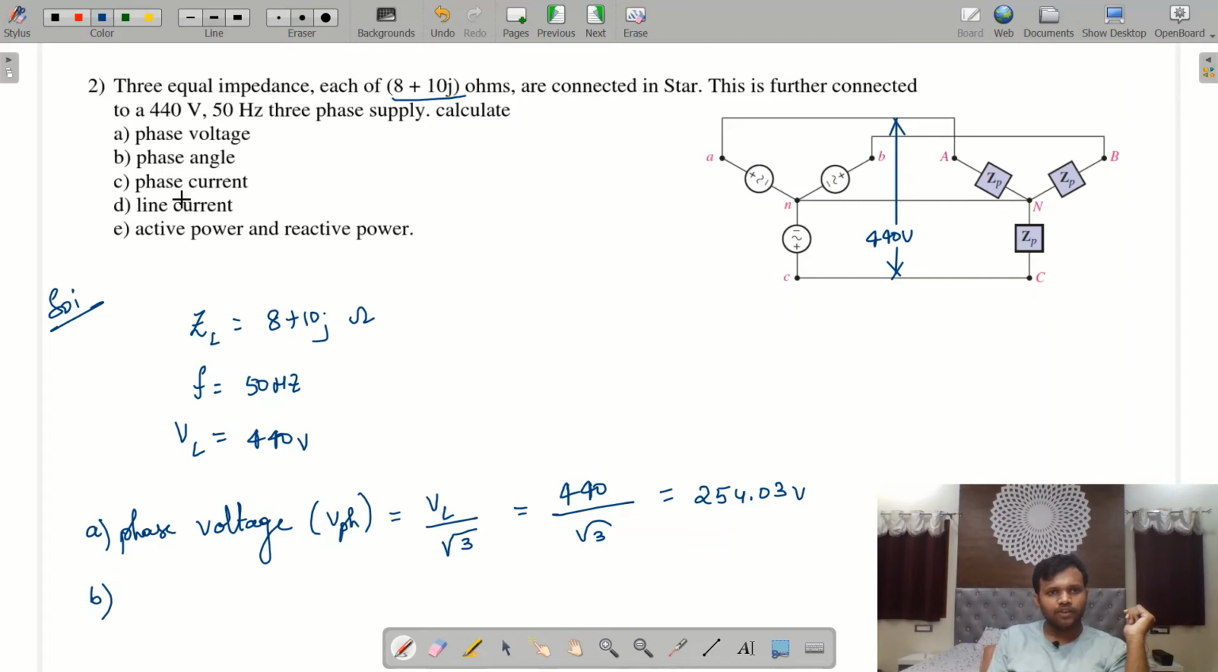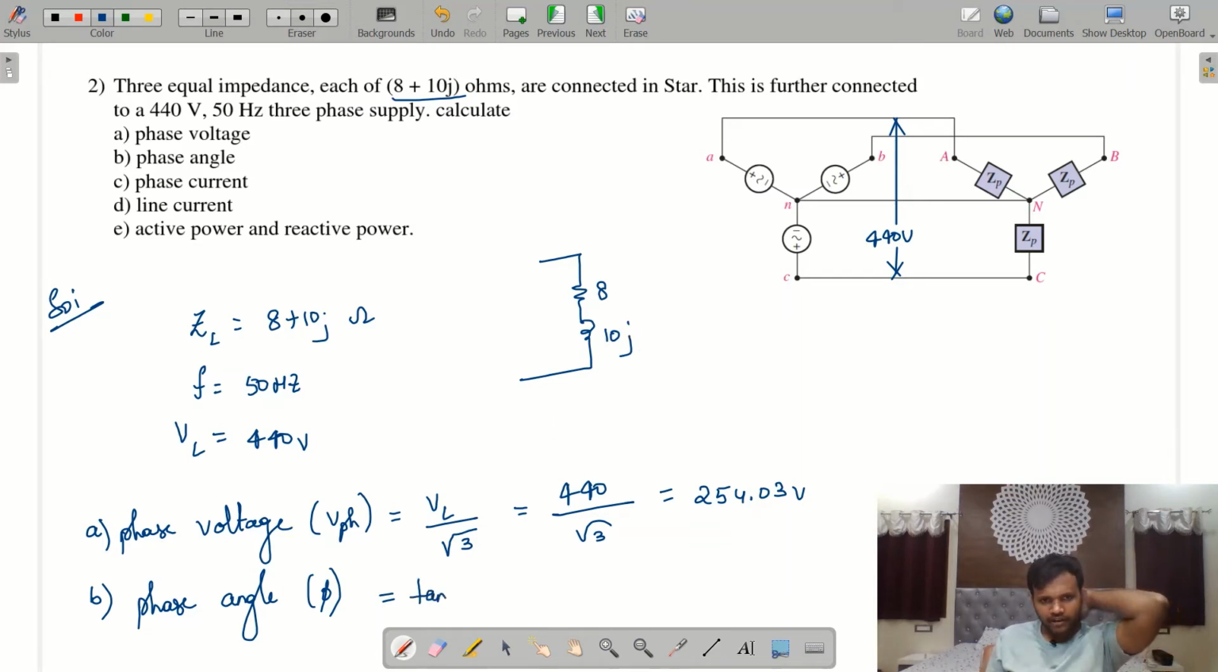B, question B. Next one, what they were asking, phase angle. Phase angle, okay, denoted with phi. So what it will be, okay, we'll write with the tan. We know that, okay, the load is containing resistance and inductance of value 8 and 10j. Okay, so what can we write, tan inverse of X by R, how much, 10 by 8. So how much you will get, you will get it as 51.34 degrees.